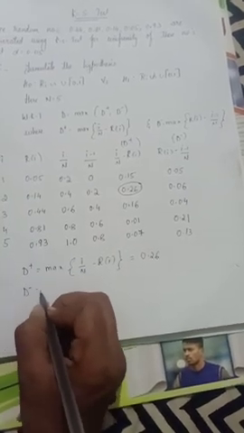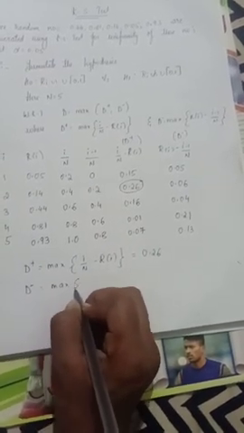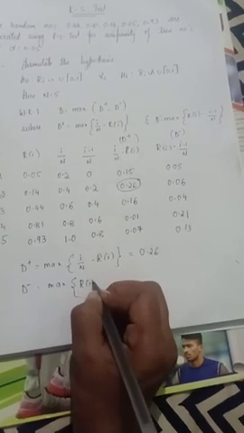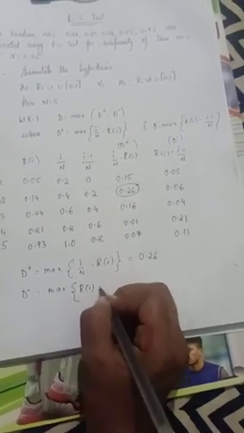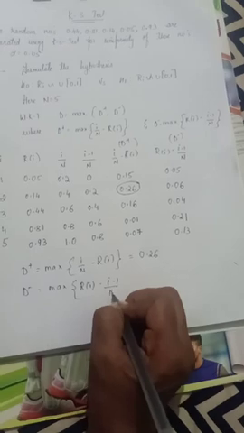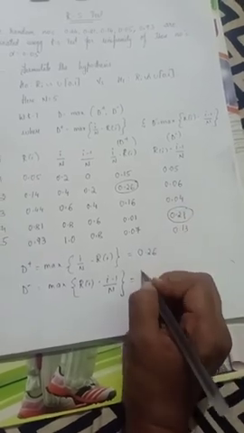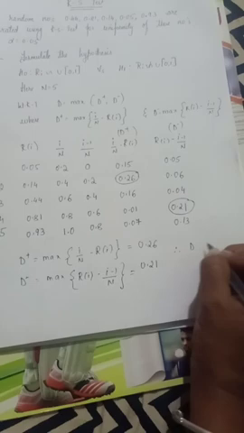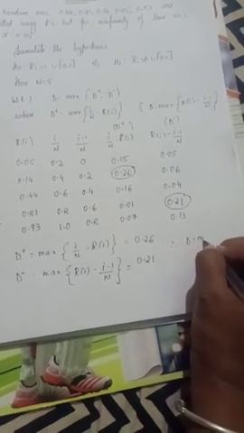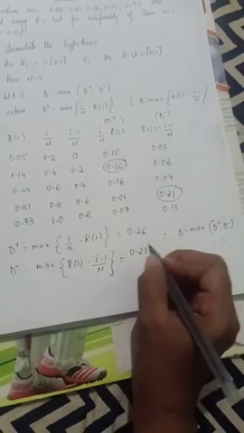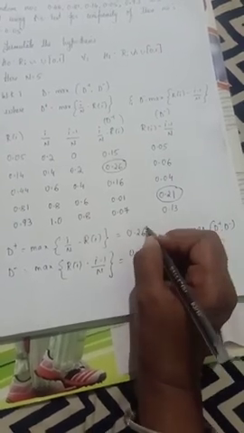Now D minus is the maximum of R of i minus (i minus 1) divided by n. So what is the maximum value among this? It will be 0.21. Therefore, what we need to find here is the D value. The D value is the maximum of D plus, D minus. So the maximum among this one and this one is 0.26. So the D value will be 0.26.